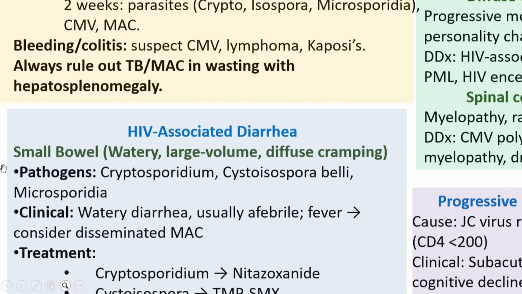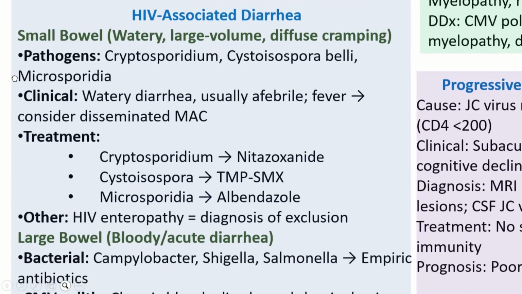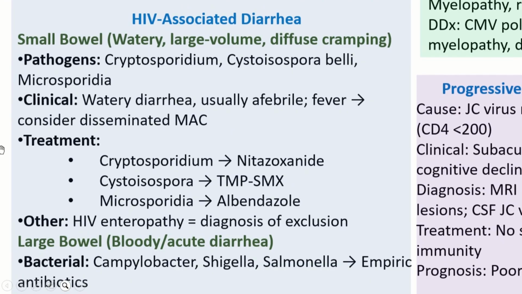So HIV-associated diarrhea, we're going to approach it in two ways. We're going to have the small bowel and the large bowel. So when we have a small bowel diarrhea, it's going to be watery and of large volume, and there's going to be diffuse cramping of the abdomen. But when we have a large bowel diarrhea, it's most times going to be bloody and it's going to be acute most of the time.